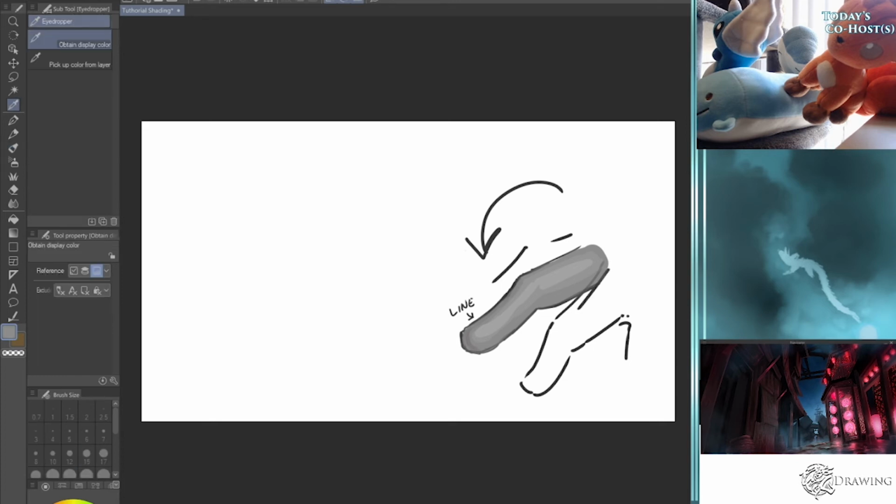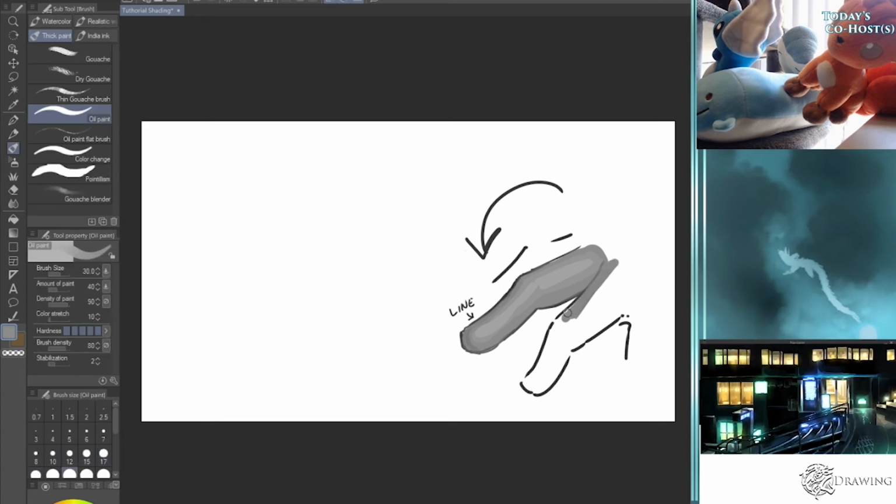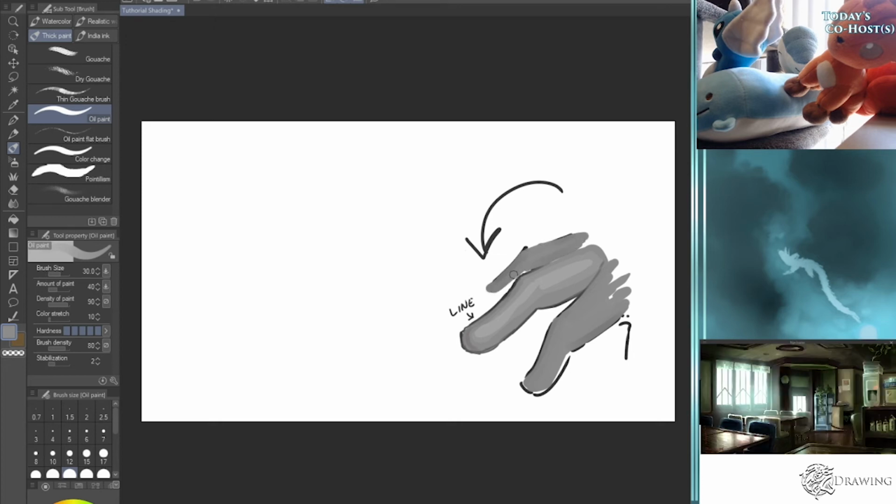Of course, in real life we don't see lines, but it doesn't mean that you can't incorporate them into what you do and understand them in a volumetric context. Okay?